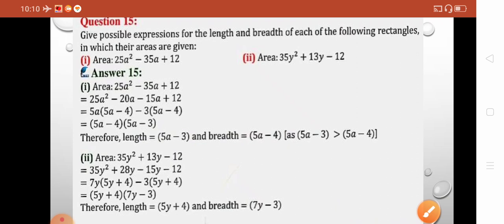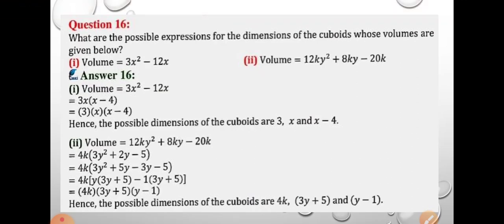You have solved these types of questions in your 8th class also. You used the splitting the middle term method there. So you can try to solve the second part by yourself. Now question number 16 is: what are the possible expressions for the dimensions of the cuboid whose volumes are given below? The same thing you have to do, you have to find the factors.